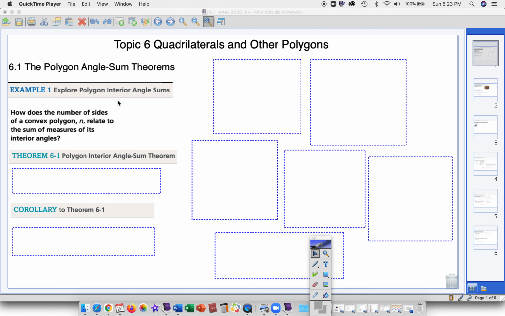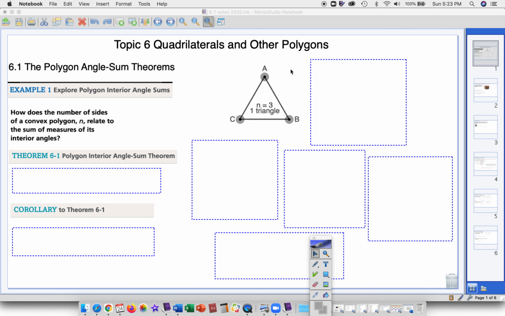So in example 1, we're going to come up with a formula to calculate the interior angle sum of a polygon. How does the number of sides of a convex polygon, n is the number of sides, relate to the sum of the measures of its interior angles? If we take a look at some examples, we know the triangle has 3 angles, 3 sides, and we know that the angle sum for any triangle is 180 degrees.